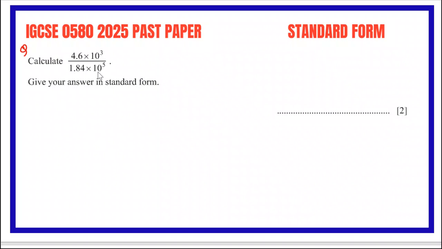4.6 times 10 to the power of 3 divided by 1.84 times 10 to the power of 5 is equivalent to 4.6 divided by 1.84 times 10 to the power of 3 divided by 10 to the power of 5. We can write 10 to the power of 3 minus 5. If we divide 4.6 by 1.84, we get 2.5 times 10 to the power of 3 minus 5, which equals 10 to the power of minus 2. This is in standard form.